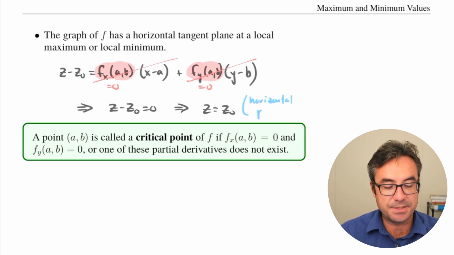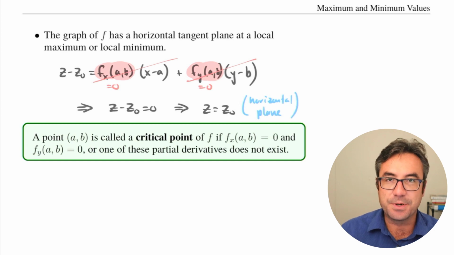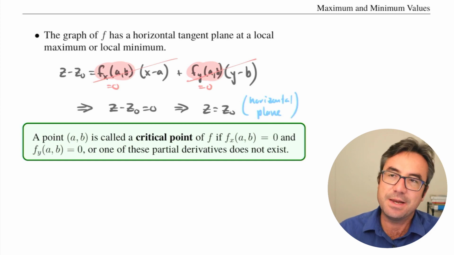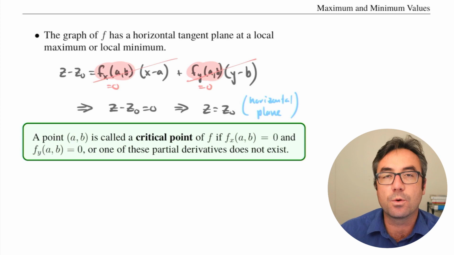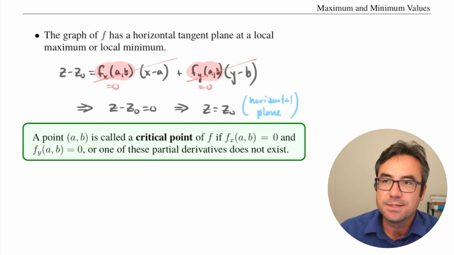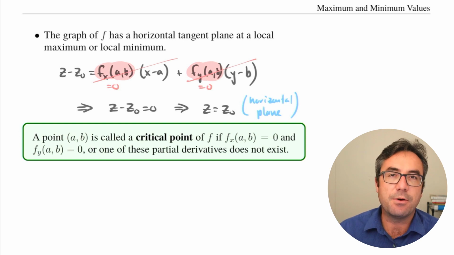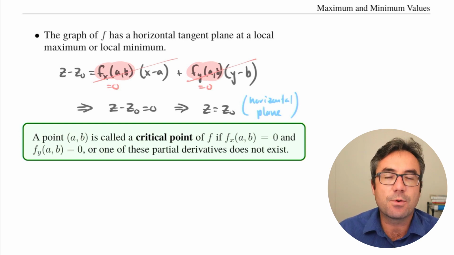So you want to keep this in mind. When we were doing Calc 1, what did we have? We didn't have a horizontal tangent plane, but we had a horizontal tangent line. Same idea. When we had a high point on our graph, we had a horizontal tangent line. Or when we had a low point on our graph, horizontal tangent line. Now in the two variable case, we're having horizontal tangent planes.